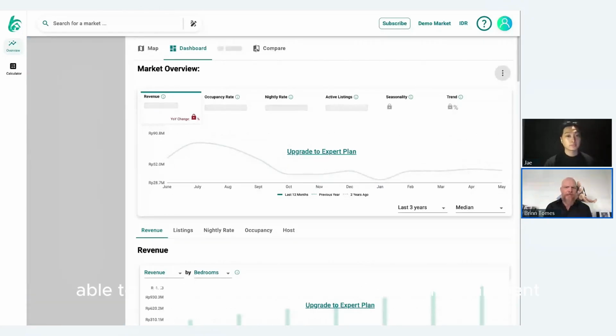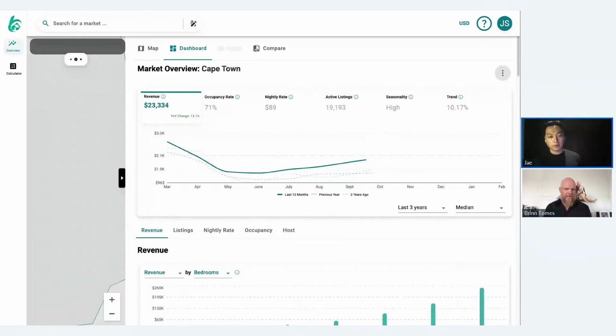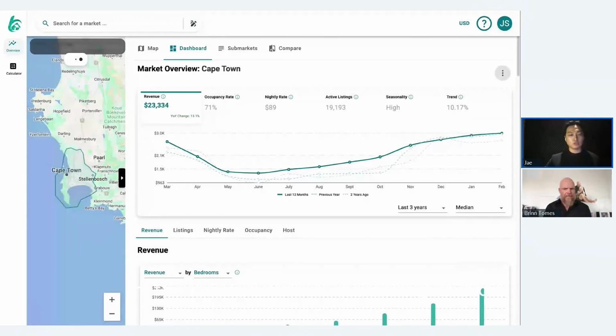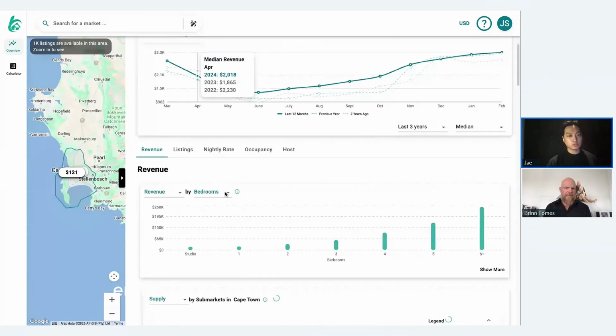Are you able to differentiate between a villa and an apartment? No, currently, unfortunately, that's a feature that we are looking to add. However, we can't differentiate between apartment and villa, but we do differentiate between entire house listings and private room listings.